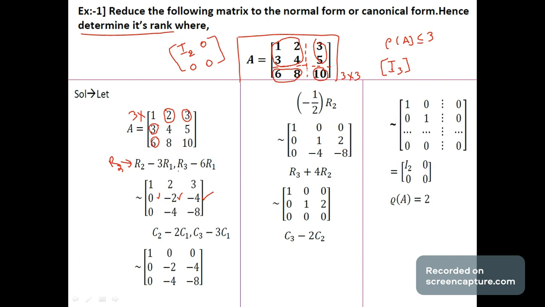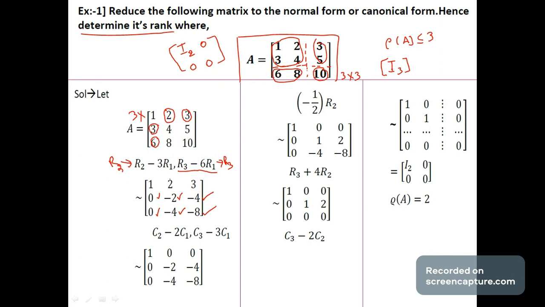In the same way, R3 tends to R3 minus 6 R1. R3 means 6, 6 minus 6 into 1, so we get 0. 8 minus 6 into 2, 8 minus 12 is minus 4. 10 minus 6 into 3, 18, 10 minus 18 is minus 8. So 3 and 6 are made 0.